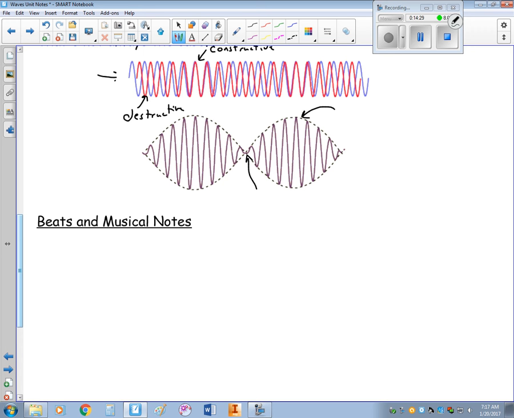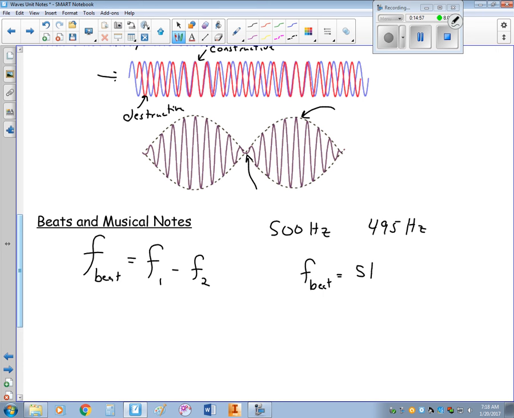So we basically have a frequency. The frequency for the beats equals the frequency of the first wave minus the frequency of the second wave. So if I have two waves, one with a frequency of 500 hertz and a second one with a frequency of 495 hertz, we would hear a beat frequency of 5 hertz. So you would hear 5 wah wah wah wah per second.